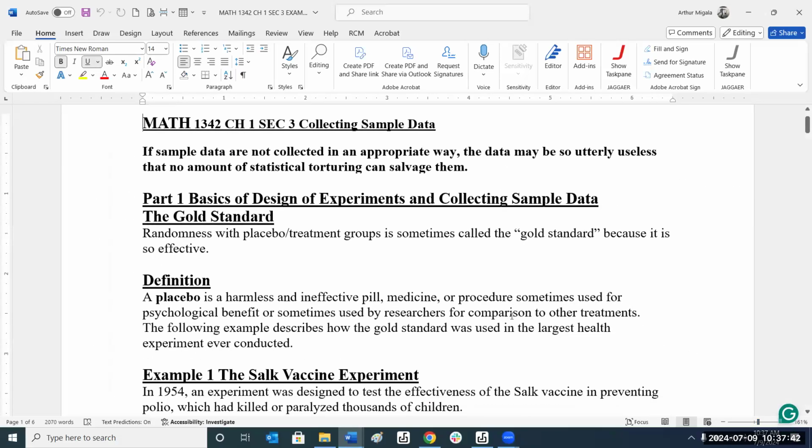Collecting sample data. If sample data are not collected in an appropriate way, the data may be utterly useless, and no amount of statistical torturing can do any good for it. So this is the most important.